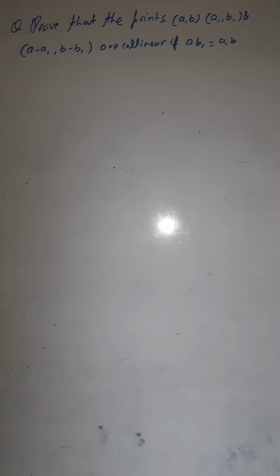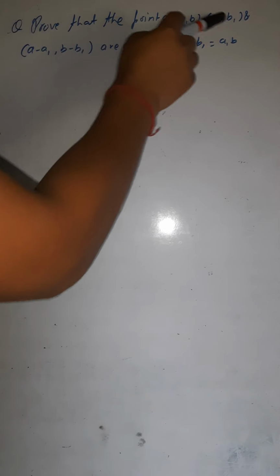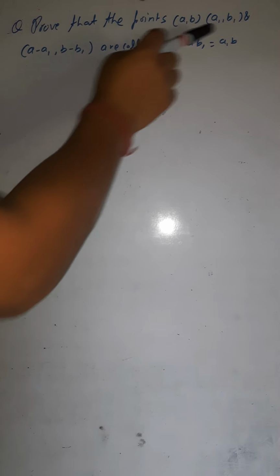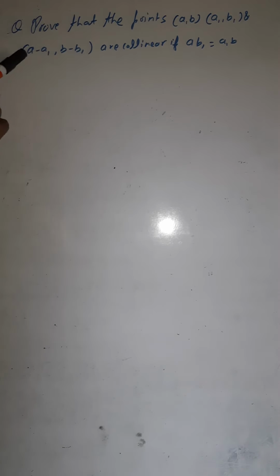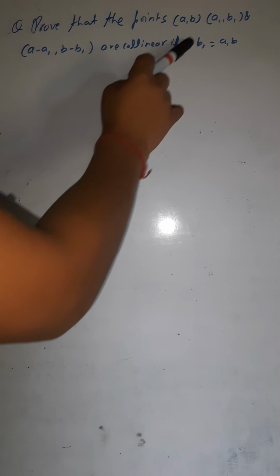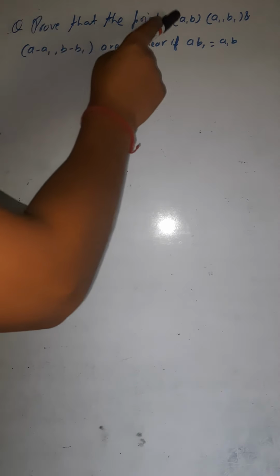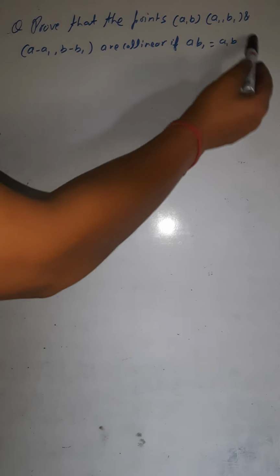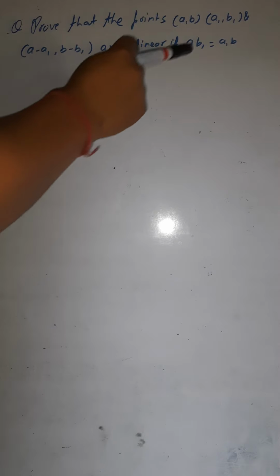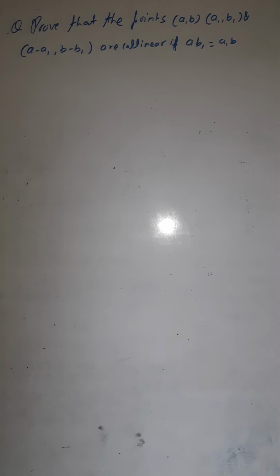Now I have a new question here. The question is, prove that the points a comma b, a1 comma b1 and a minus a1 comma b minus b1 are collinear if the condition a b1 equals a1 b is satisfied. If this condition is being satisfied, then you can say yes, these points are collinear. So now we have to find the area of the triangle. If the area of the triangle is coming out to be 0 by applying this condition, then you can say yes, these points are collinear for this condition only. So let's find the area of the triangle.